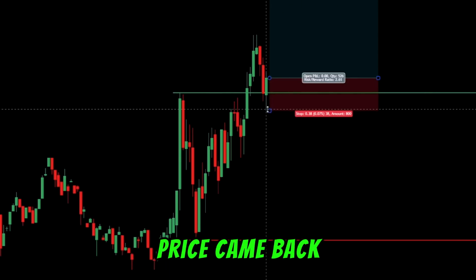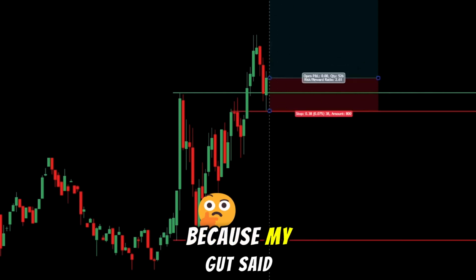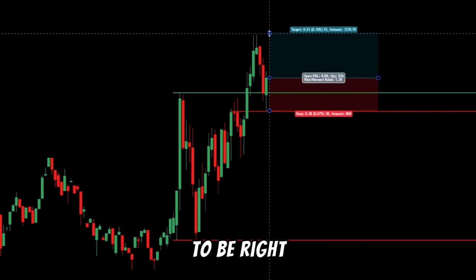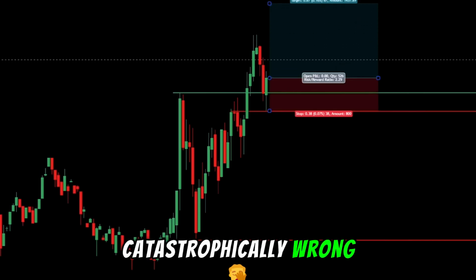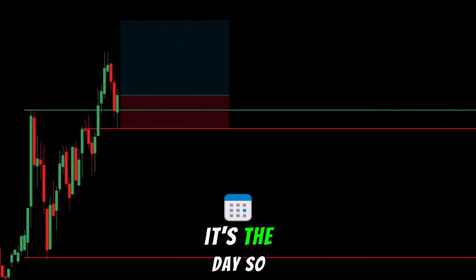Midway through, price came back at me, and I very nearly widened the stop because my gut said the high would get swept before the drop. My gut happened to be right that day. It has also been catastrophically wrong, and the difference between those two outcomes is not skill, it's the day.